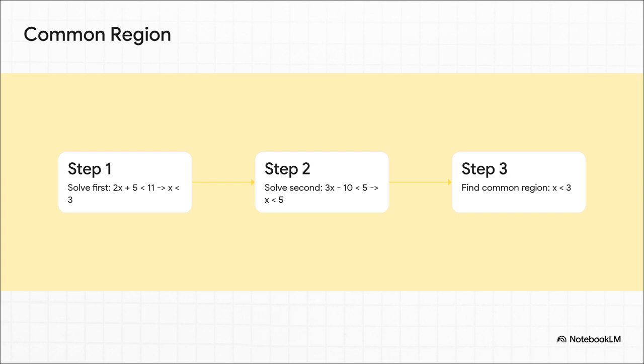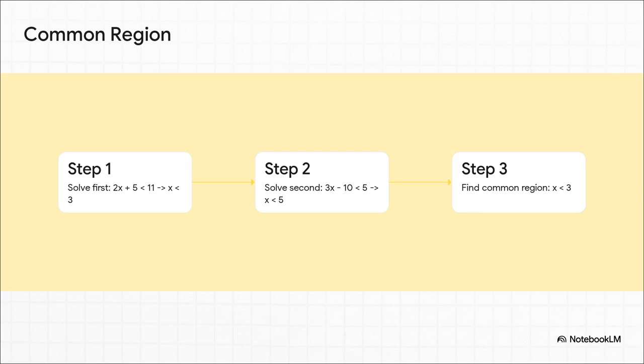Now, let's level up to simultaneous inequalities. This just means 2 rules have to be true at the exact same time. The trick here? You handle this by solving them completely separately first. In step 1, we solve the first inequality. 2x plus 5 is less than 11. Through some basic algebra, we get x is less than 3. Then, in step 2, we solve the second inequality. 3x minus 10 is less than 5, which gives us x is less than 5.